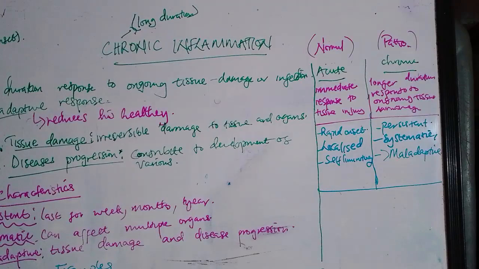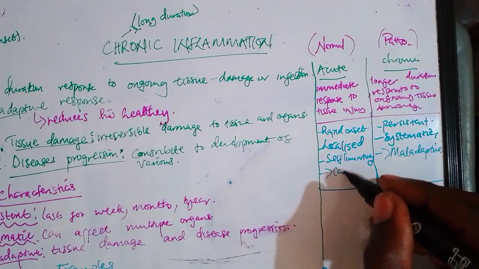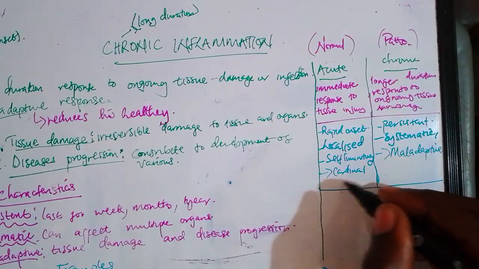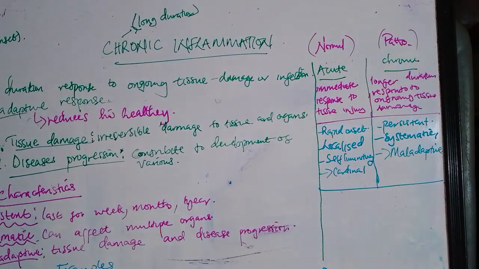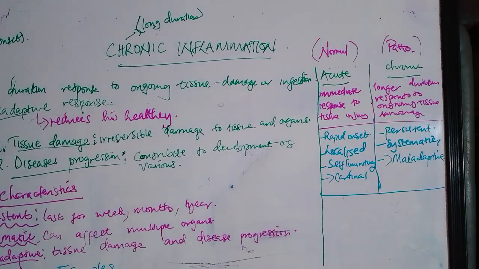Then we also talked about one final point, which is the cardinal signs. I'll talk about them at the end of my part 3 video. So don't forget to also watch my part 3 video for inflammation, where I summarize the processes involved in inflammation, and we'll talk about the signs now.